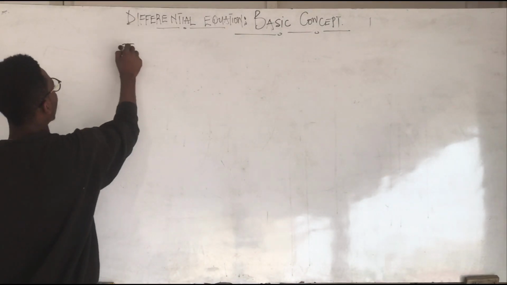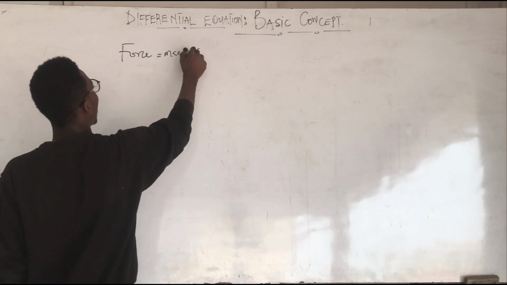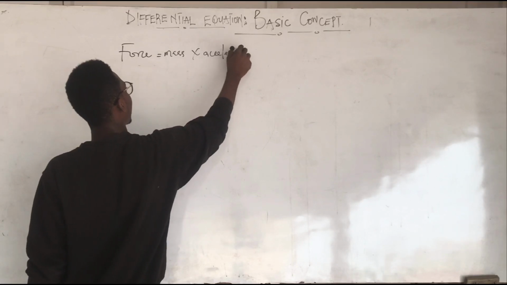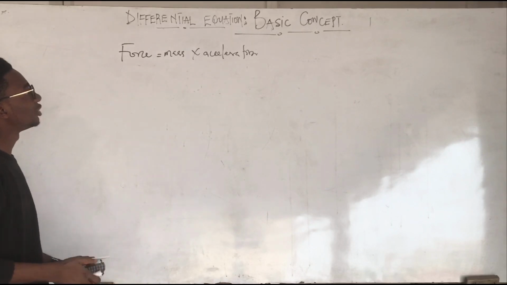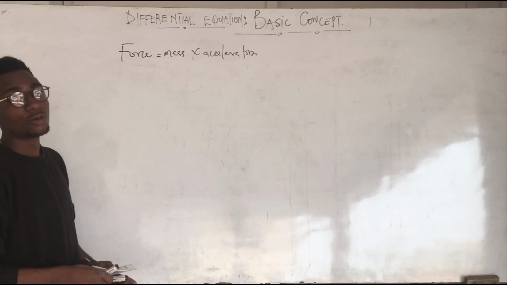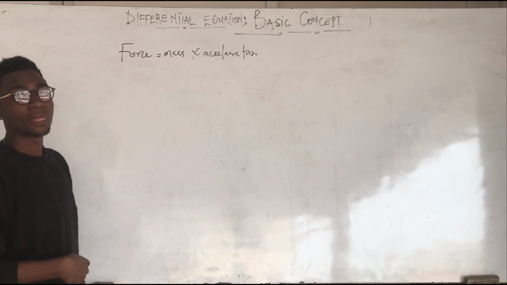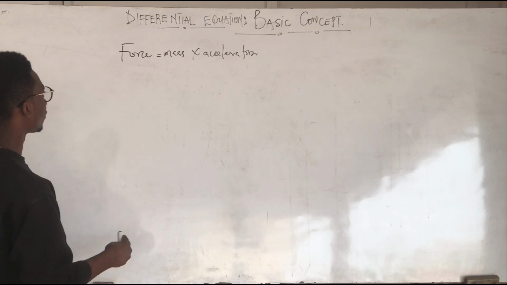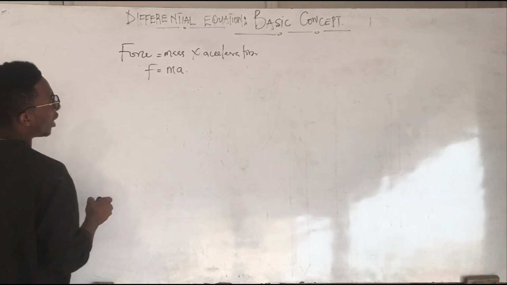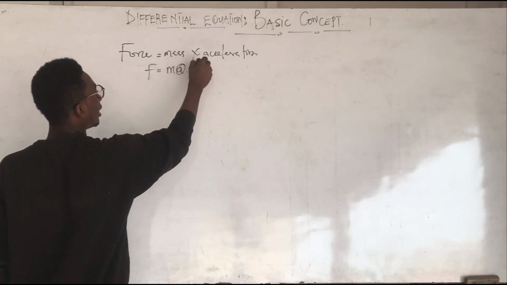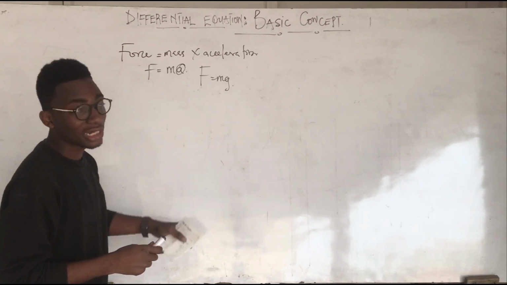We know this familiar formula, which is force is equal to mass times acceleration due to gravity. I believe everyone here knows this formula because it's a universal formula that was discovered by the scientist Newton. Now, in short, we can say F is equal to Ma. Now, if it is acceleration due to gravity, then F is equal to mg, because the acceleration due to gravity is represented by g.